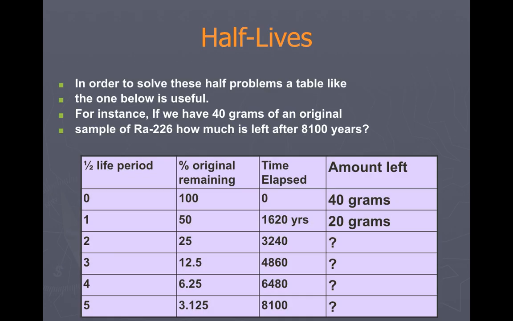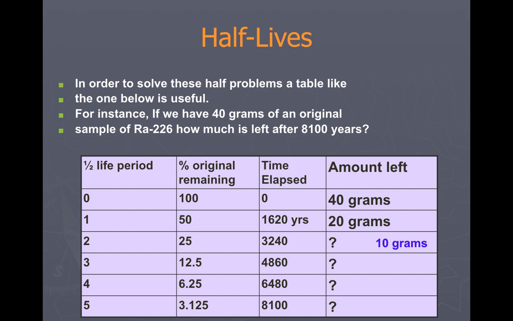Let's say we have 40 grams of a sample of radium-226. How much is left after 8,100 years? Well, at the beginning, you have the full sample, right? 100% of the sample, 40 grams. The clock hasn't started ticking yet. It has a half-life of 1,620 years. So in 1,620 years, half or 50% of the sample will remain. Half of 40 is 20. And we have to keep going for 8,100 years. So half of the 50% will be 25%. Half of the 20 grams will be the 10 grams.